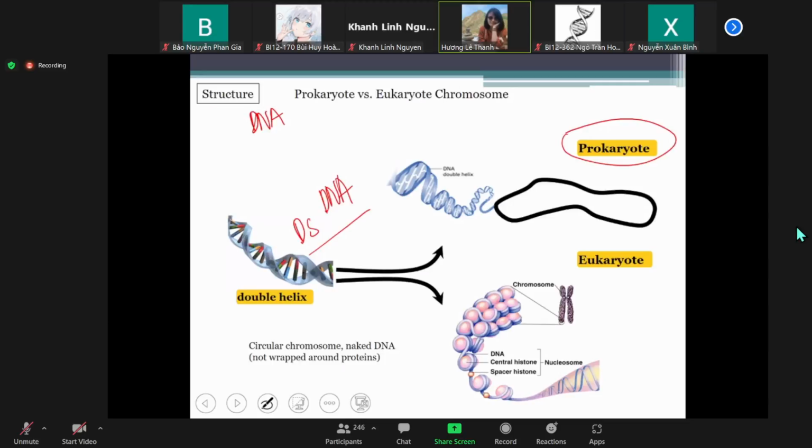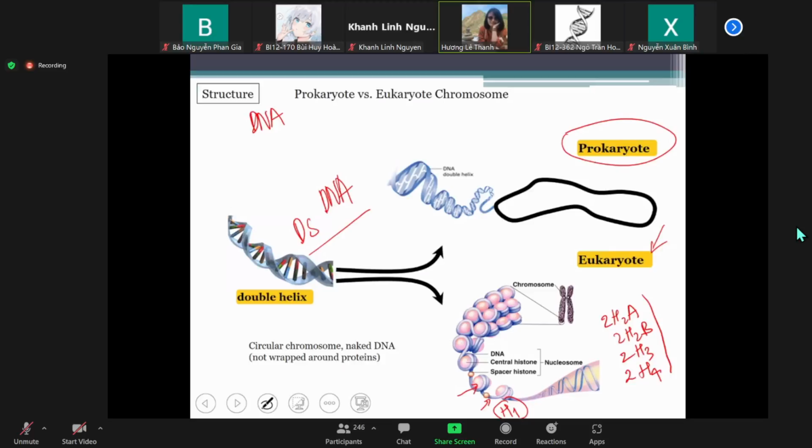We have an octamer core formed from two H2A, two H2B, two H3, and two H4, and they form the histone core here. And also we have a linker protein H1. I remind you a little bit about the eukaryotes. In prokaryotes, they are naked and circular. That is different from them. It's really simple, right? Quite simple.